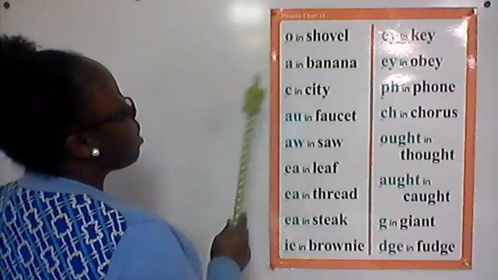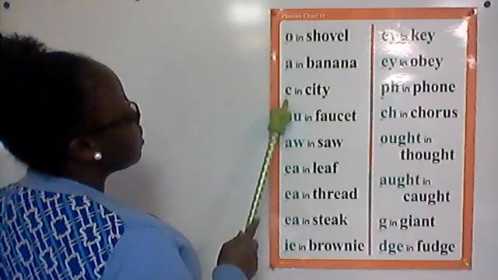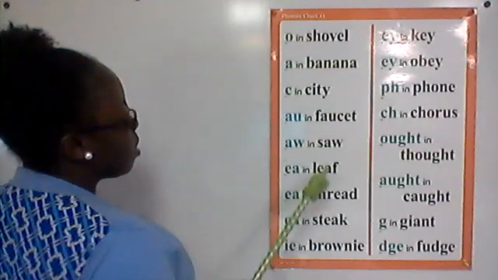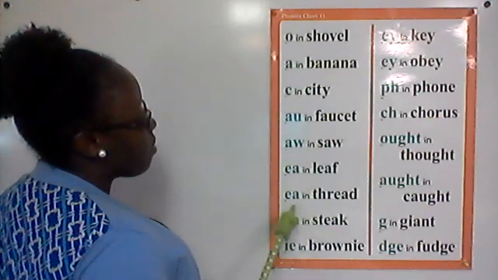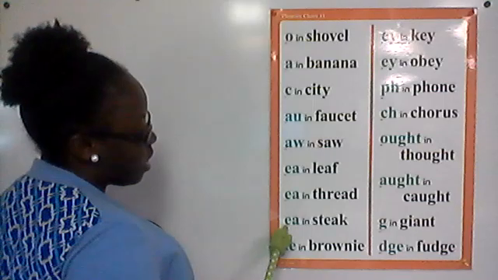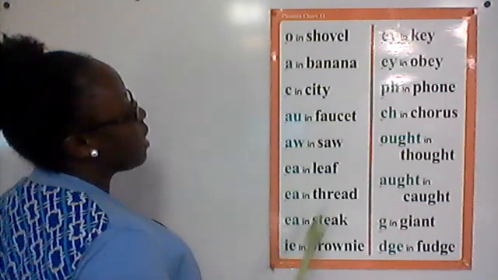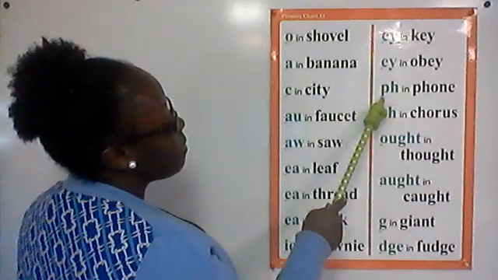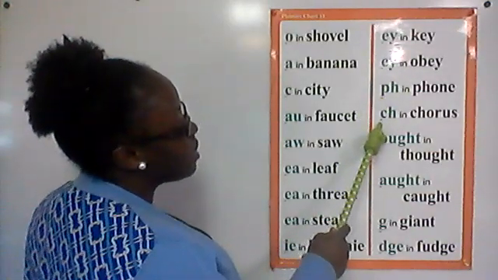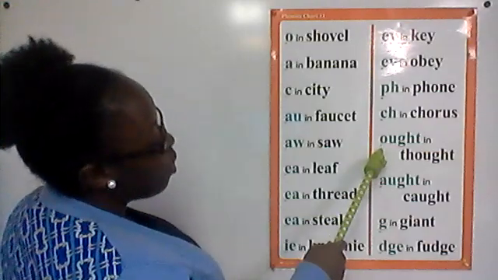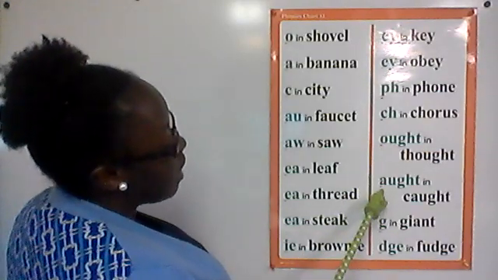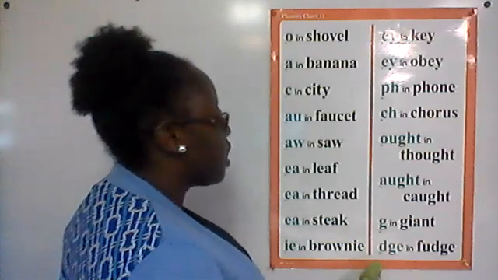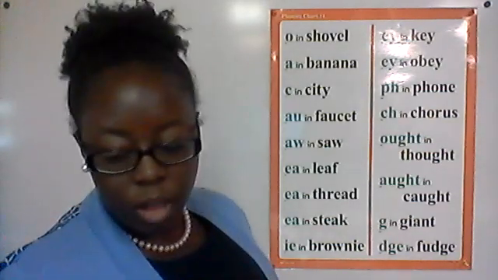And shovel, O. And banana, A. In city, C. And faucet, A-U. And saw, A-W. E in leaf, E-A. In thread, E-A. A in steak, E-A. E in brownie, I-E. E in key, E-Y. A in obey, E-Y. In phone, P-H. In chorus, C-H. In thought, O-U-G-H-T. In cot, A-U-G-H-T. In giant, G. In fudge, D-G-E. Okay, good job.